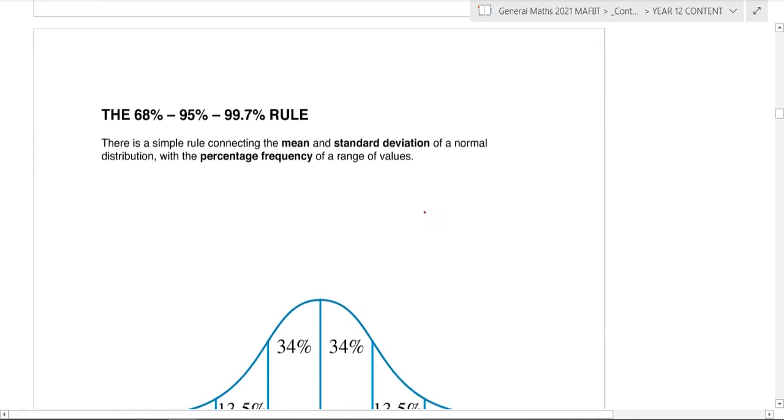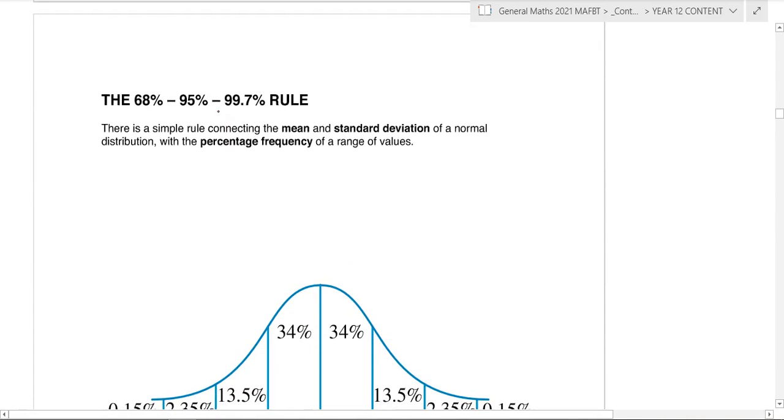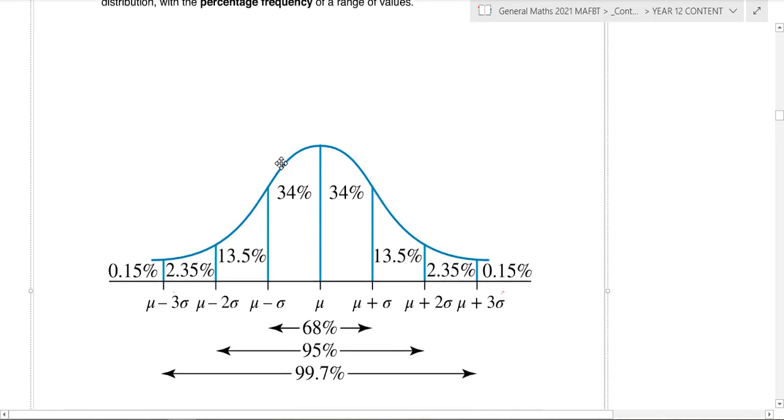All right, so let's get into this part, the 68, 95, and 99.7 rule. Okay, there's a simple rule connecting the mean and standard deviation of a distribution with a percentage frequency of a range of values. So what are these numbers? What is the significance of these numbers? Well, these numbers actually represent the distribution of your data and where you can find it. Okay, so that'll make more sense here.